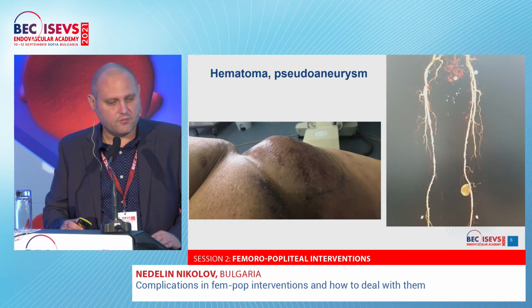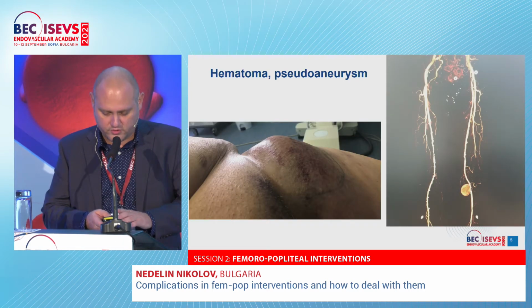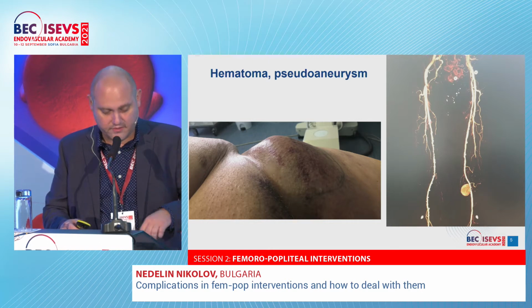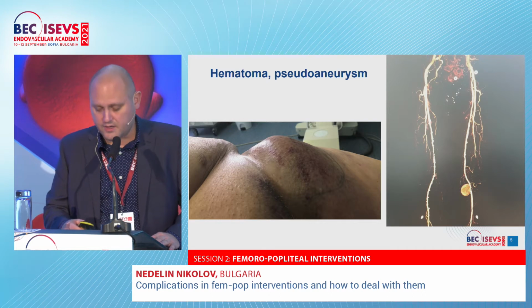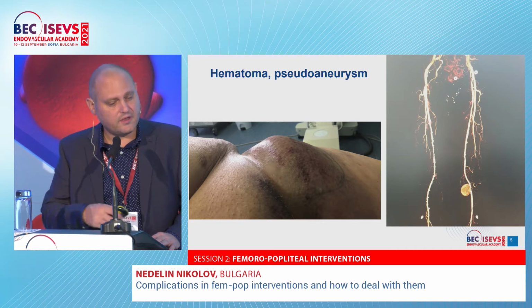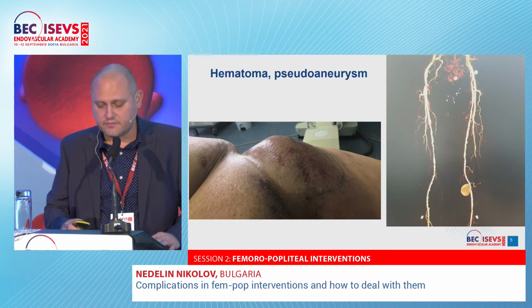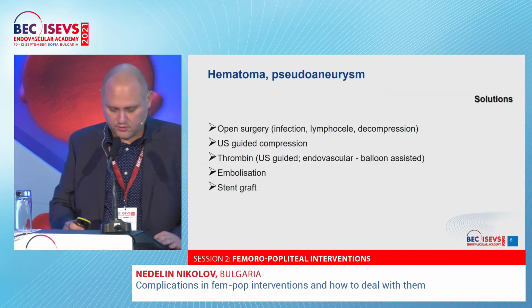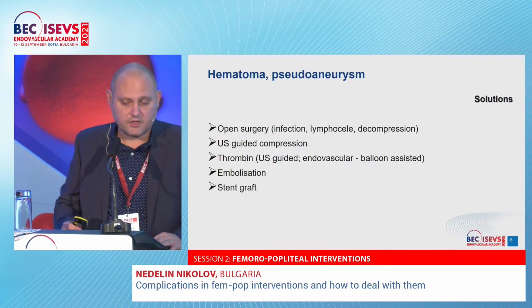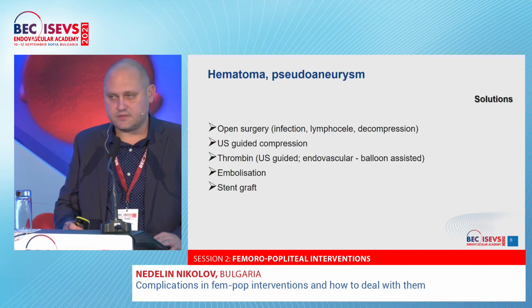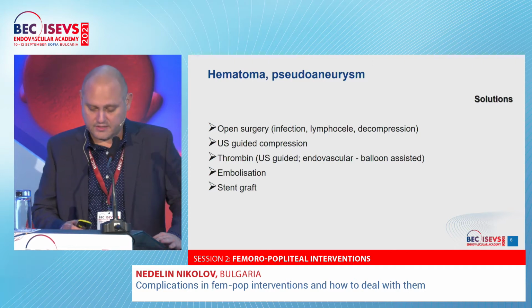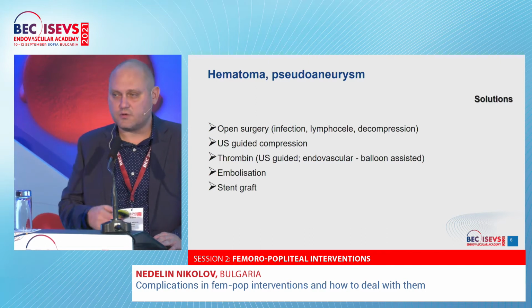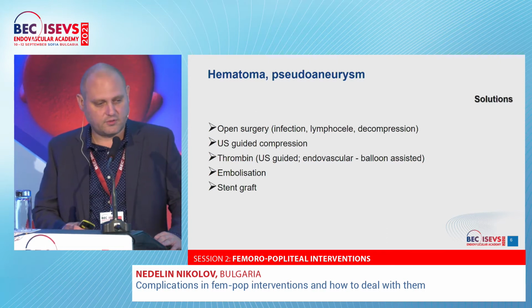So the first complication, I will show one of the most popular ones, the hematoma or the pseudoaneurysm. You see here a beautiful growing hematoma, and this is a pseudoaneurysm after distal puncture. How to deal with that? You can do open surgery, but there are some disadvantages like infection or lymphocele, but the main advantage is that you can do decompression of the hematoma.